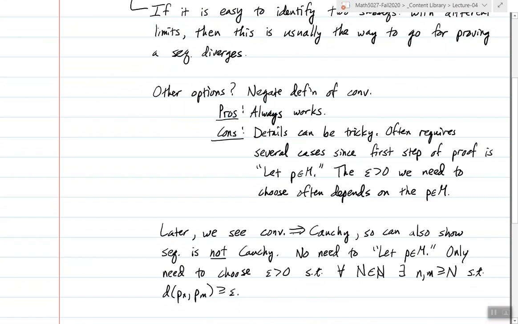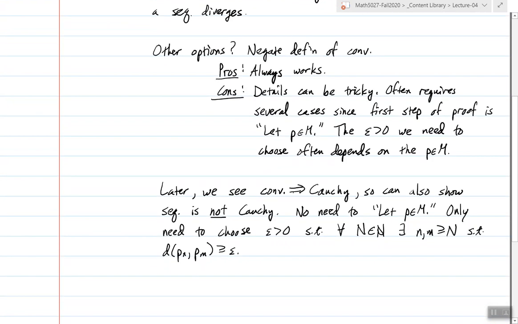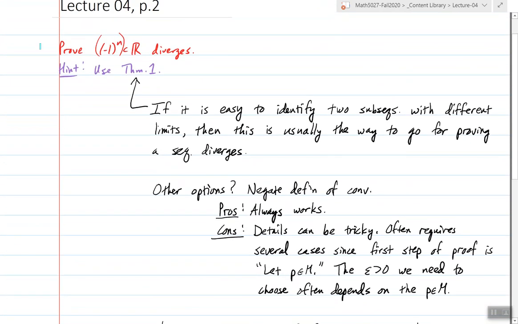Now, that's the pro. The cons are the details can be quite tricky. It often requires several cases since the first step of a proof is to let a point be in the metric space. And then you have to choose an epsilon somehow. And that epsilon that you're going to have to choose often is going to depend on P. Try doing that for this problem.